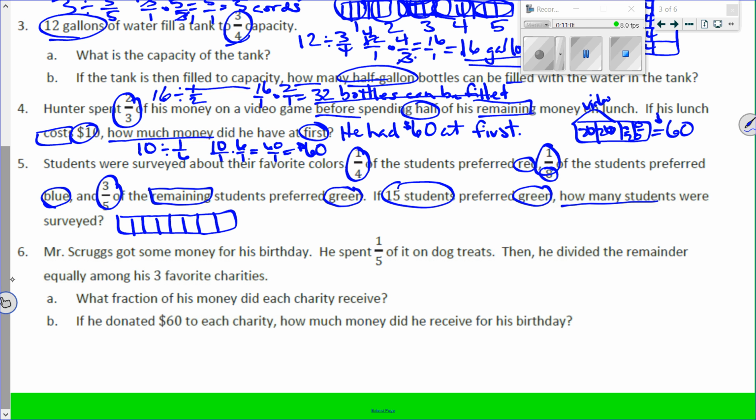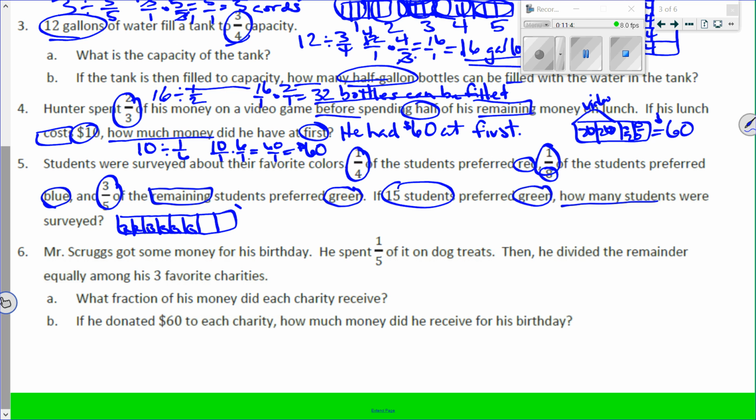We know that of those, a fourth preferred red. So now that it's an 8, how many boxes would be 1/4? 2. So 2 of the boxes are red. 1 of the boxes is blue. And it says, and here's why this is so key, remaining. How many boxes now remain? 5. And it says 3/5 of the remaining. So that means that 3 of those last 5 are greens.